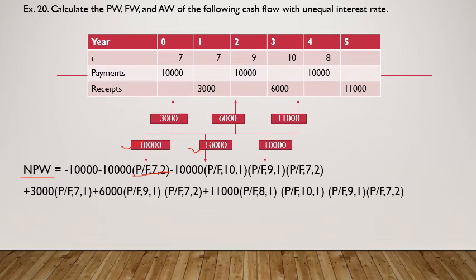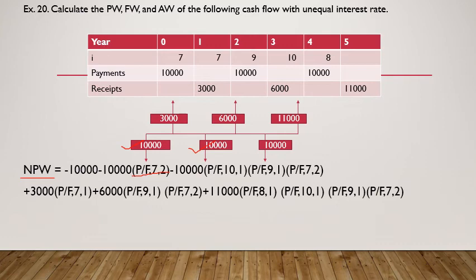When I come to the third 10,000, which is at the end of the fourth year, the problem is that I cannot use the factor P by F comma 7 comma 3 or 9 comma 3 straight away, because the interest rate is varying here. How is it varying? Between 3 and 4 it is 10%, 2 and 3 it is 9%, 0 and 2 it is 7%. Three interest rates have to be considered.